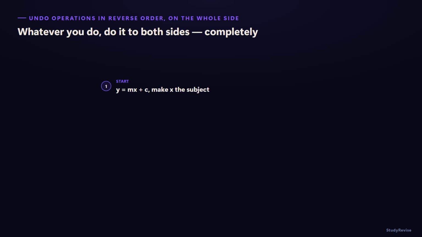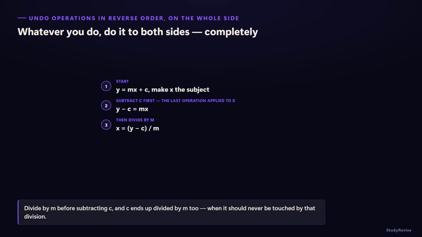And when rearranging a formula to change the subject, the rule is, whatever operation you do, do it to both sides completely and undo the existing operations in reverse order. Take y equals mx plus c, rearrange to make x the subject. Subtract c from both sides first, since addition was the last operation applied to x, and only then divide by m. Do it the other way round, dividing by m before subtracting c, and the c ends up divided by m too, when it should never have been touched by that division at all.